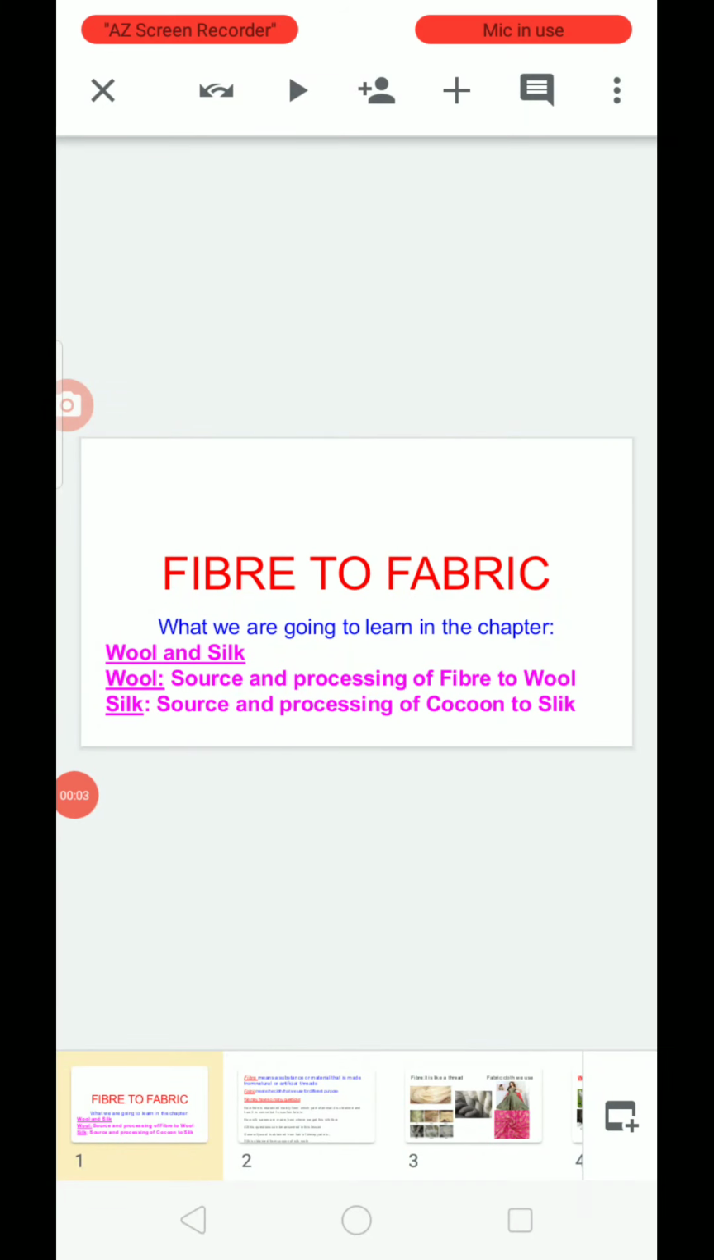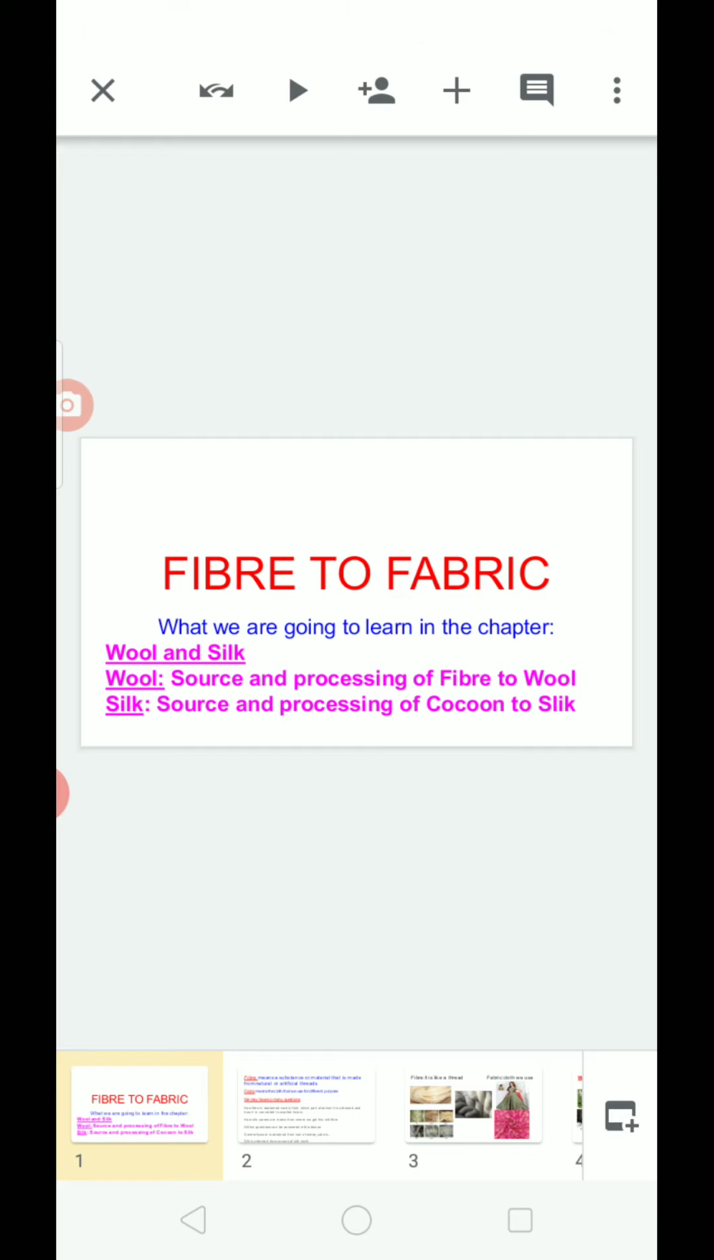Good morning, students. Today we are going to learn a new topic in the chapter called Fiber to Fabric. The chapter name is Fiber to Fabric. In this chapter, we are going to learn about sources and preparation of wool and silk.